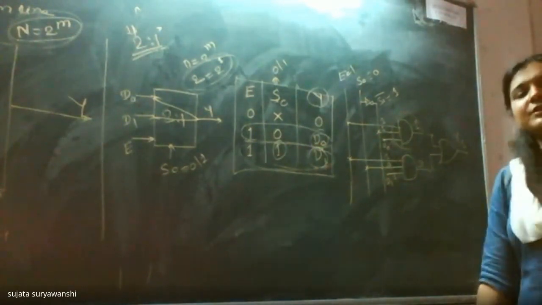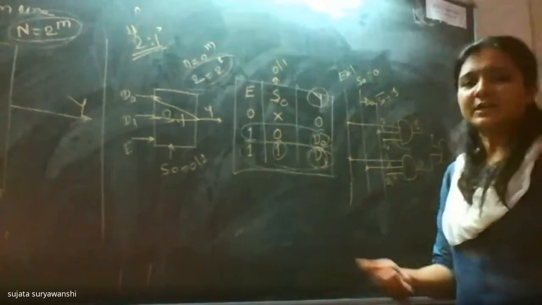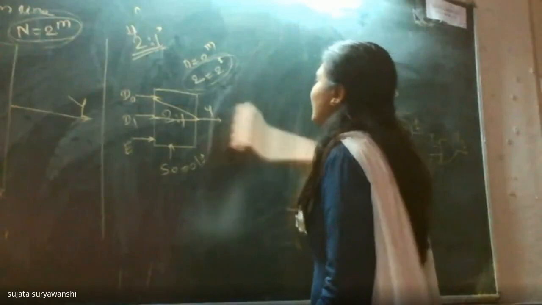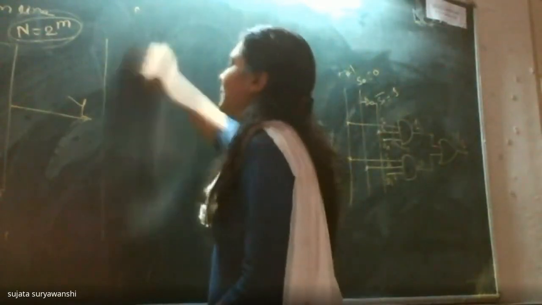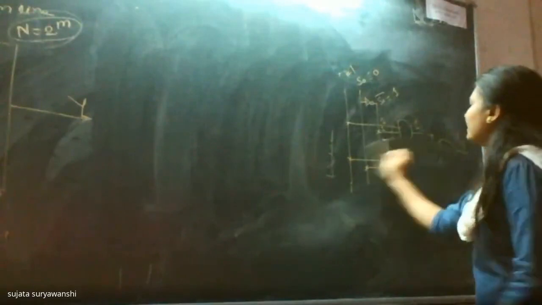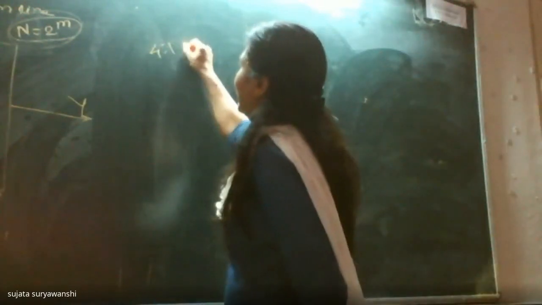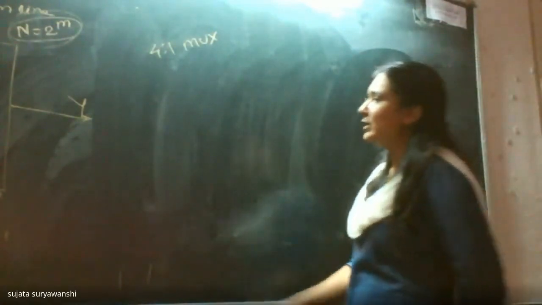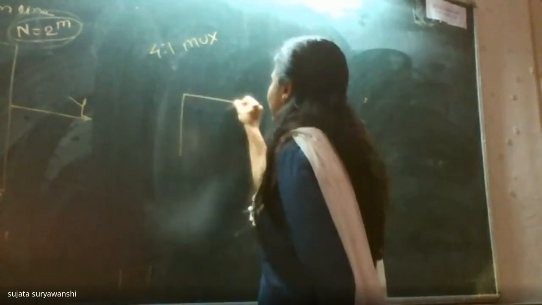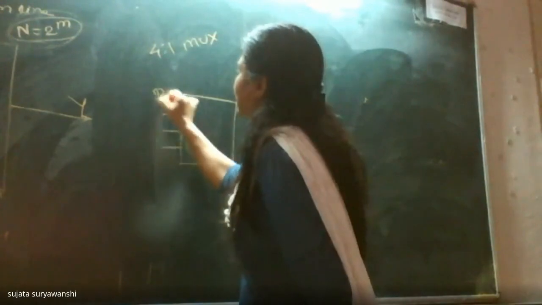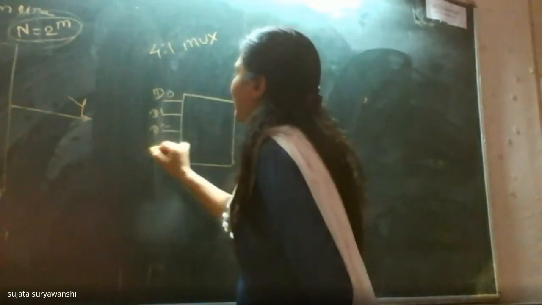After this, we will see the next type of multiplexer, that is the 4:1 multiplexer. The name suggests that in a 4:1 multiplexer, the number of inputs will be 4 and the number of outputs is 1. We can write it in short as MUX. So the block diagram shows the inputs D0, D1, D2 and D3.